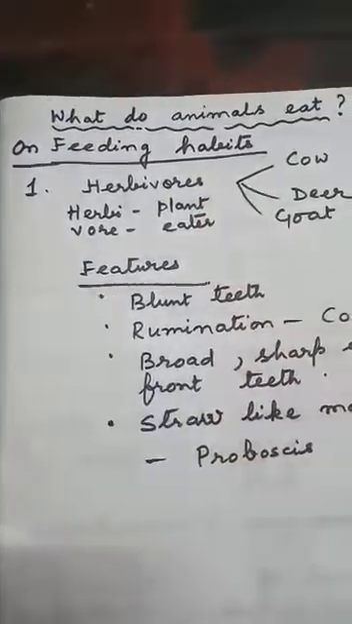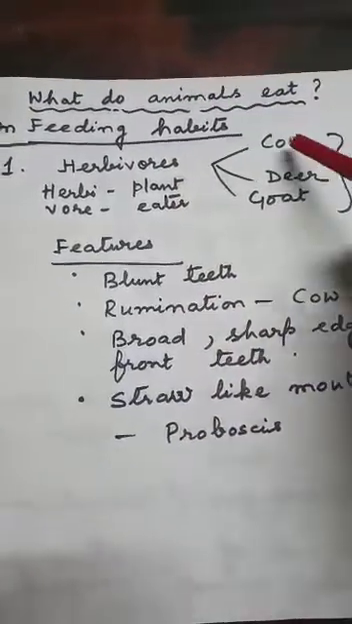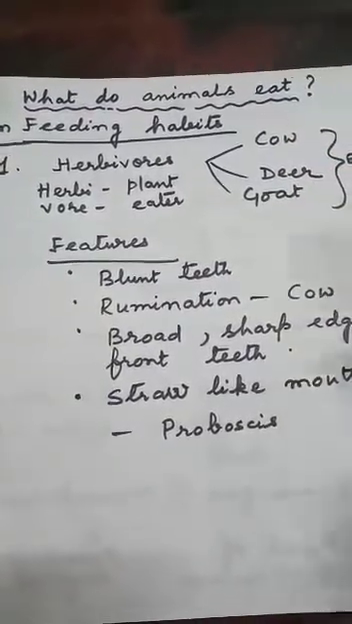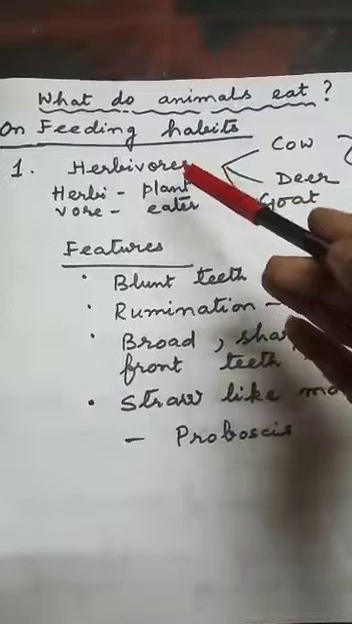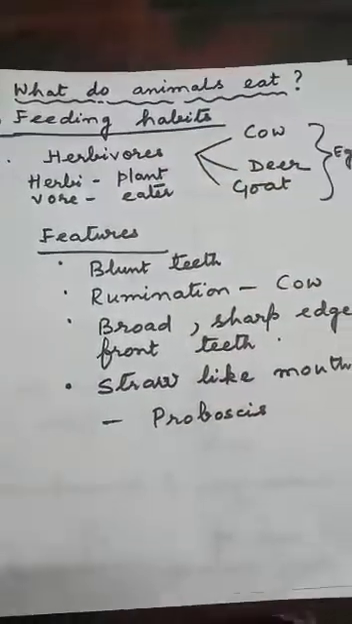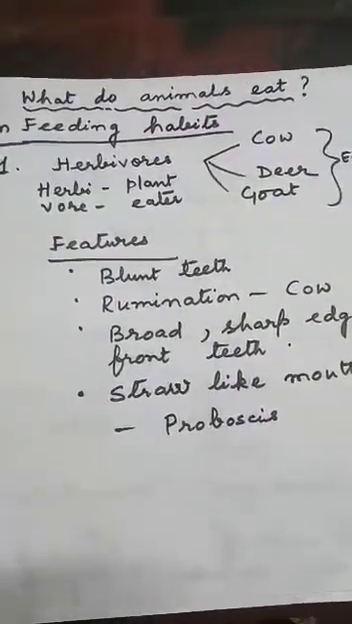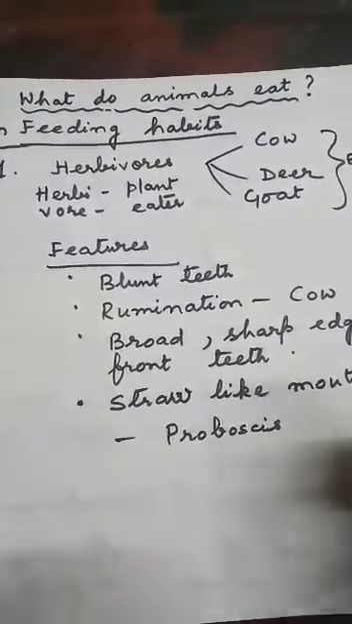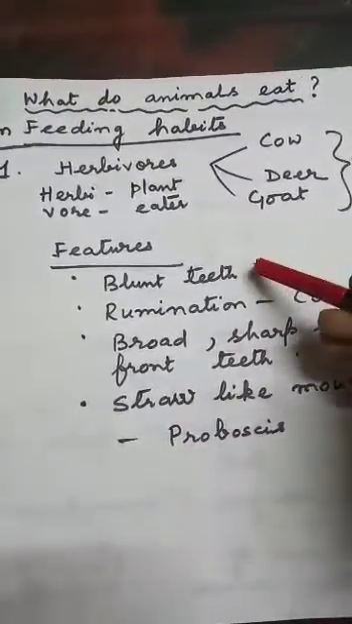They don't feed on any other animals. For example, cow, just a common example, deer, goat, buffalo. These are all examples of herbivores because they feed on plants. Now there should be some special features to identify the herbivores. What are the special features? You can see what is written here: blunt teeth.